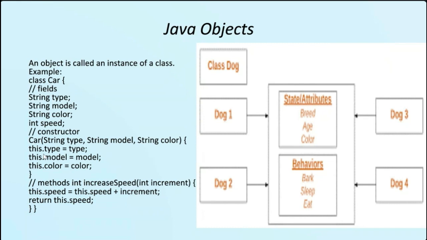I'll give you a hint. Variables that are declared inside the class and outside a method. There is a name for them. Can anyone say? Okay, it's fine. We call them instance variables, like variables of a class which you create inside the class but outside a method. Here you can see string type, model, color, speed, everything you declared inside the class, but it is not inside any method. They are outside. We call them instance variables.